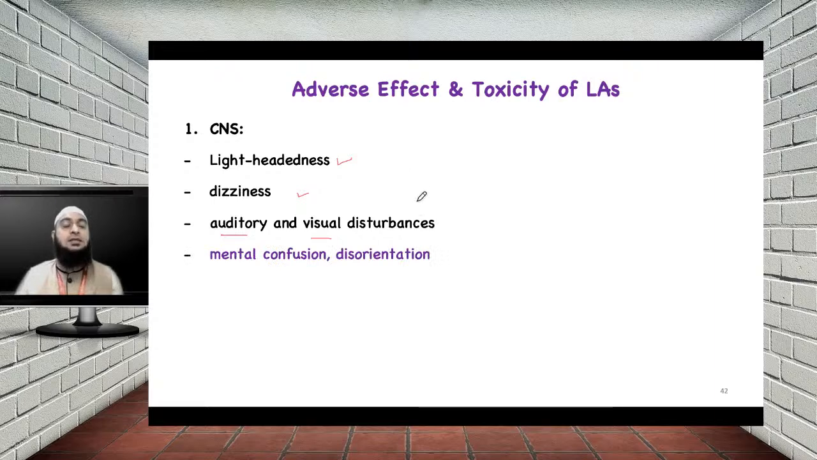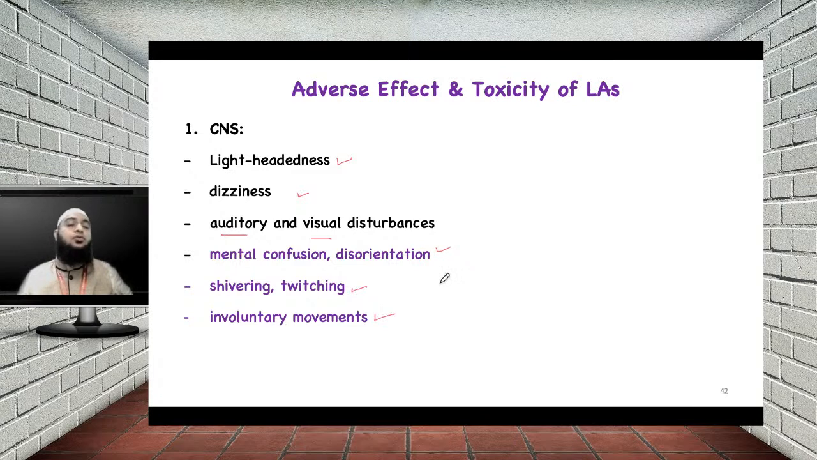Then the patient may suffer from mental confusion and disorientation. So now you can see the symptoms of CNS excitement have started, that is mental confusion and disorientation. Then the patient may show shivering and twitching of the muscle. So this is also one of the symptoms of excitement of the central nervous system. The patient may show involuntary movement.